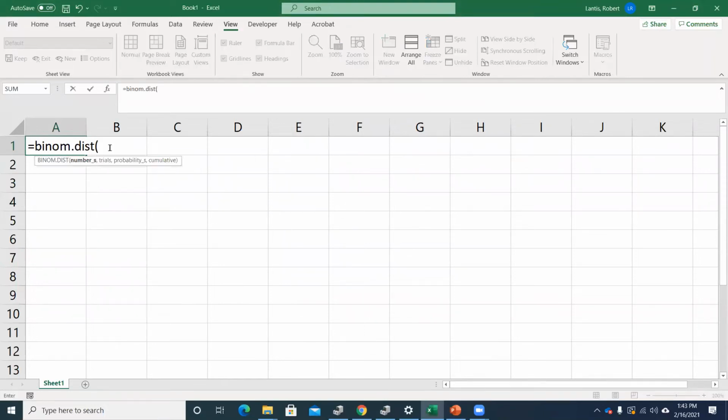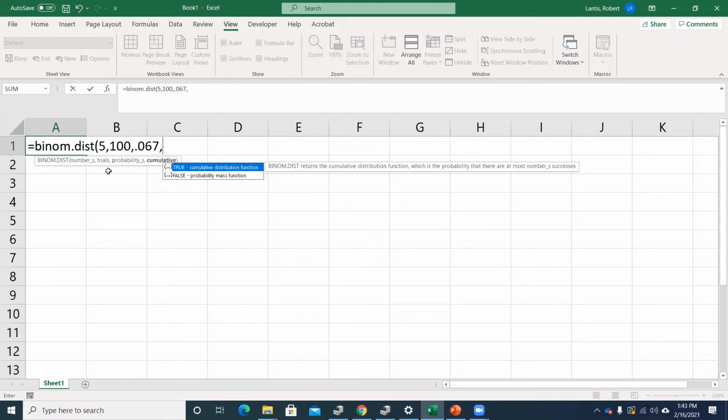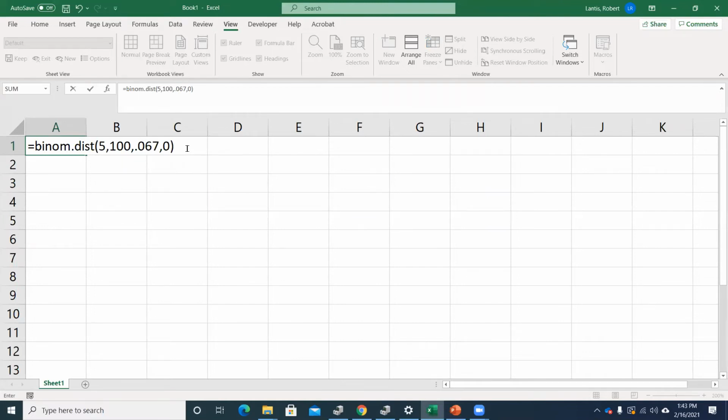So we'll use that binom.dist. We want to know the probability 5 people are millionaires, comma, out of, what's our number of trials? We're looking at 100 people. And then comma, what's the probability any one person I select at random is a millionaire? Well, that was the probability of 0.067 or 6.7%. And comma, for the last thing, if we're looking for the probability of exactly that number of successes, we'll put a 0 there for cumulative because we don't want it to be cumulative. I then close that off. Basically, it does all the math for me.